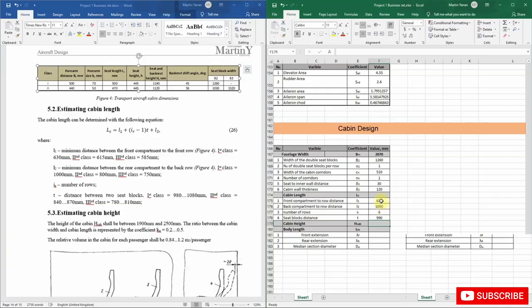So that's it, guys. Let's now estimate the equation here. And so here we have L1 plus bracket IR, which is the number of rows, minus 1, because imagine if you have 6 seats, you're going to have 5 distances between them. That's why it is minus 1 here, and then this will be multiplied by the distance between 2 seats, which is this one. Okay, and then we'll simply add the back compartment.